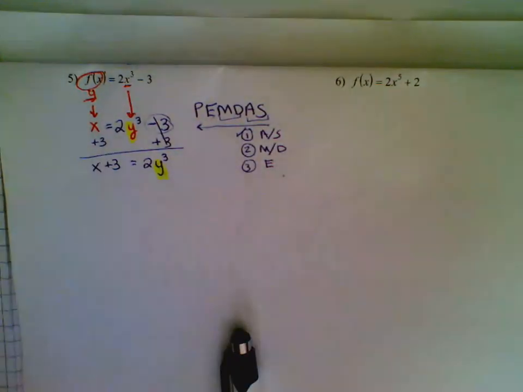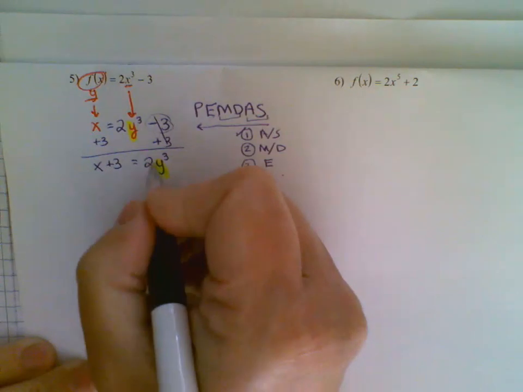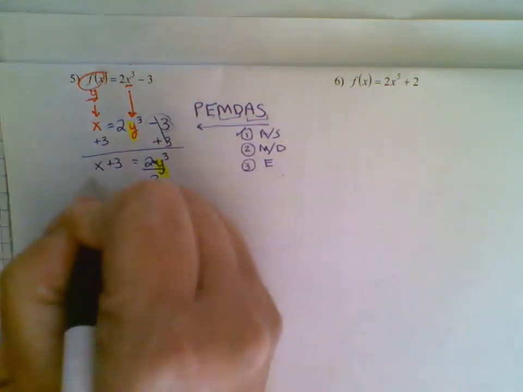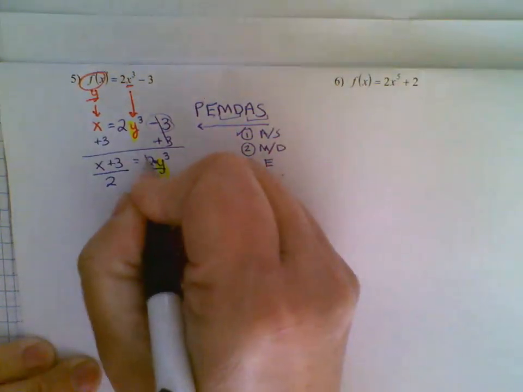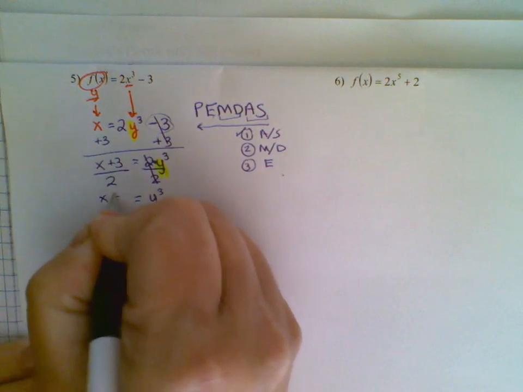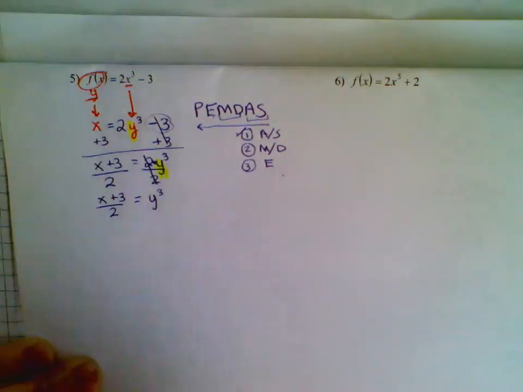So next up, I'm going to deal with multiplication, division. So I have a 2 times my y cubed. So I'm going to divide both sides by 2. So now I have y cubed equals x plus 3 over 2.